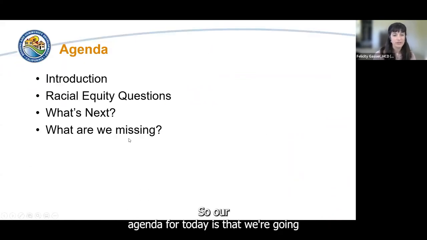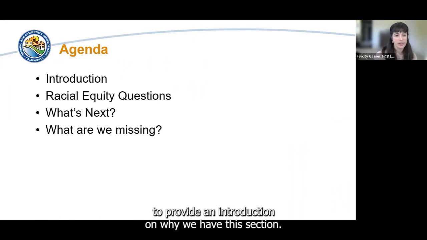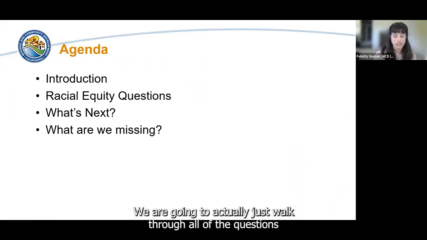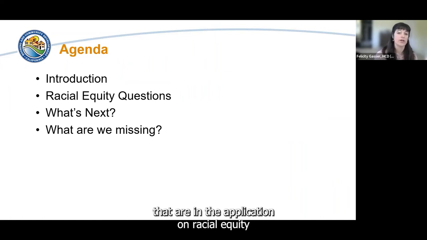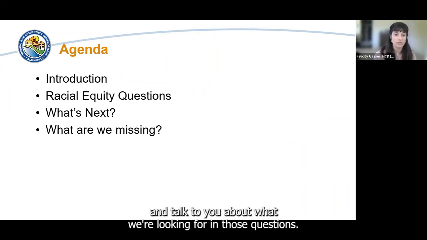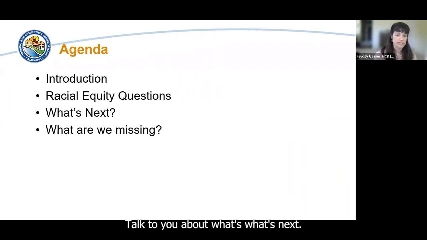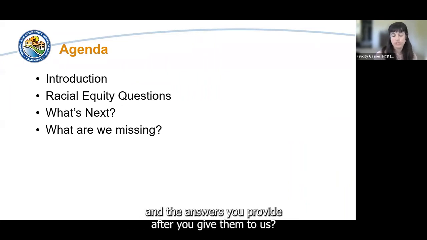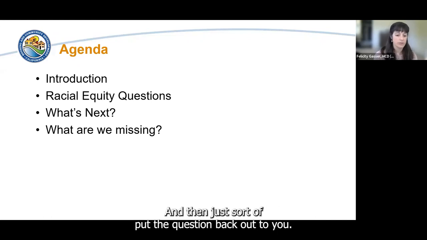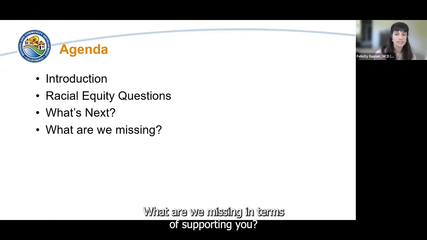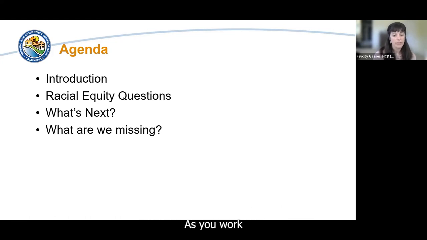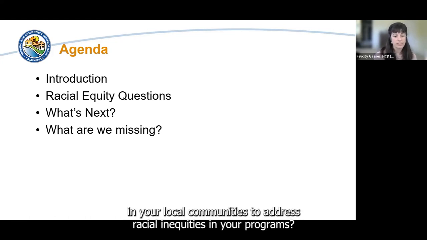Our agenda for today is that we're going to provide an introduction on why we have this section. We are going to walk through all of the questions that are in the application on racial equity and talk to you about what we're looking for in those questions, talk to you about what's next, what we are going to do with those questions and the answers you provide after you give them to us, and then put the question back out to you. What are we missing in terms of supporting you as you work in your local communities to address racial inequities in your programs?